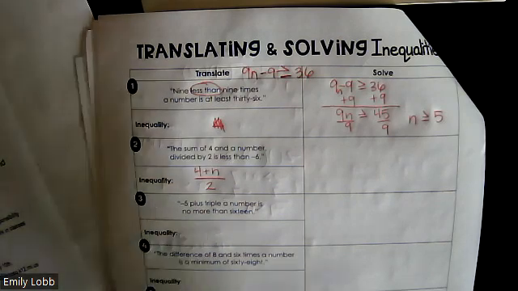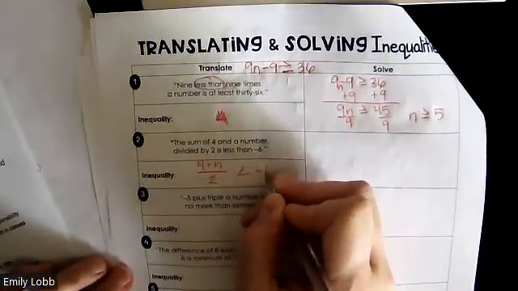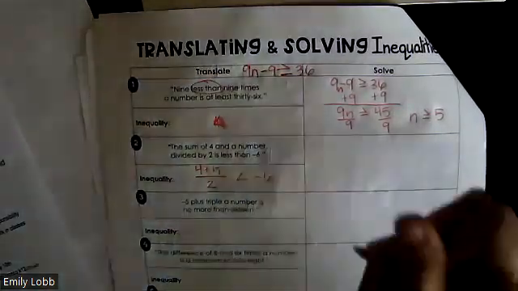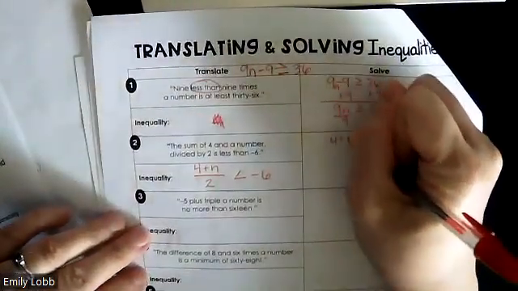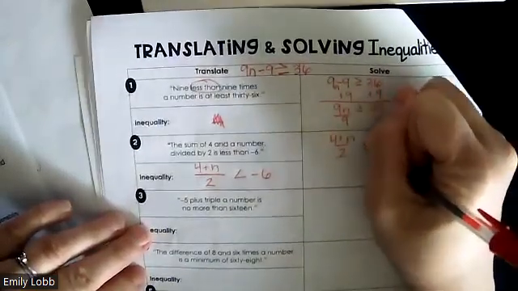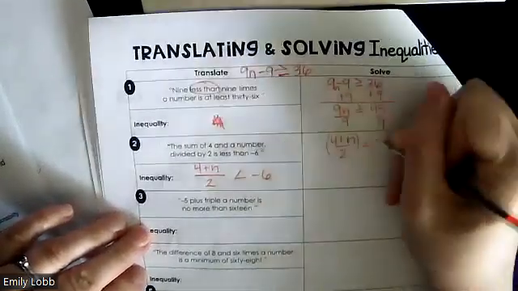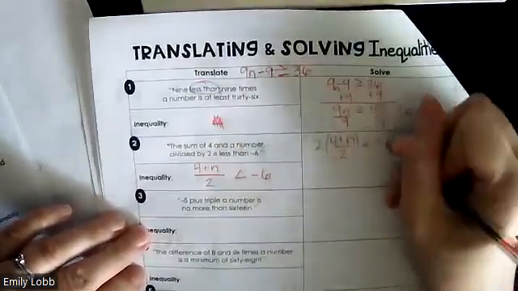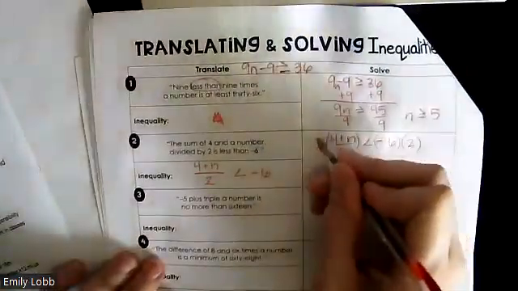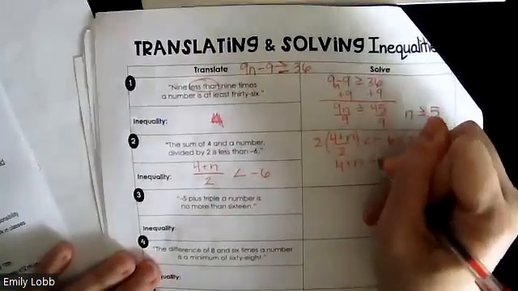Is less than -6. So we're gonna say less than -6. That translates okay, right? So now we're gonna solve this. Remember, we have to undo that dividing by 2 first before we can attack the 4 plus n. So if I multiply both sides by 2, it cancels this out. So I can get 4 plus n by itself.